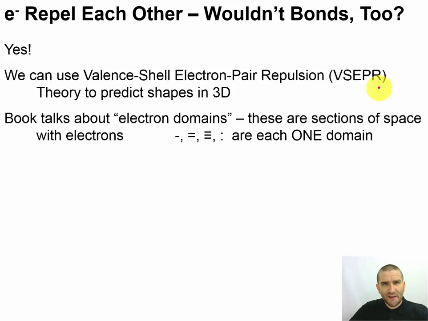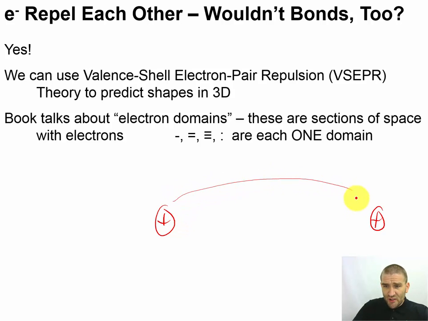Now, the book is going to talk about electron domains, and that really throws people a lot of the time. An electron domain is a region of space that has electrons, and we don't care how many electrons are in that region of space. So let me give an example. If I've got a proton right here, or a nucleus, whichever one you want to think of, this could be hydrogen or something like that, right?